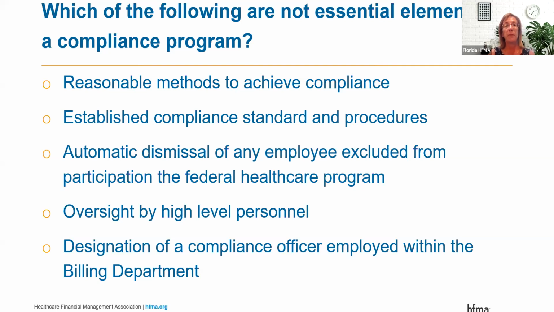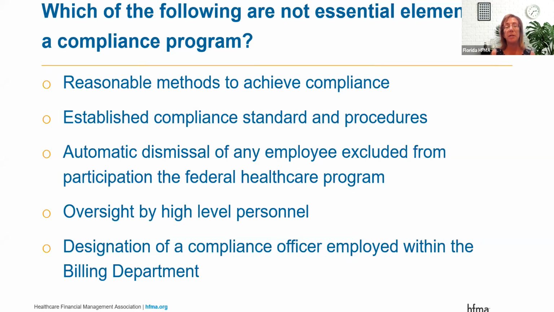So the reasonable methods to achieve compliance is absolutely included in it. Establish compliance standards and procedures is included in it. We referenced discretionary authority over what we do with employees, right? It is not automatic dismissal, right? You're not required to absolutely dismiss any employee excluded from participating in the federal healthcare program. So the wording is very, very different.